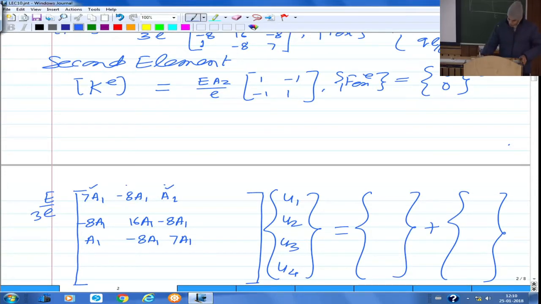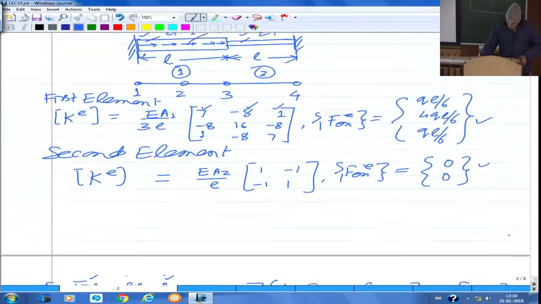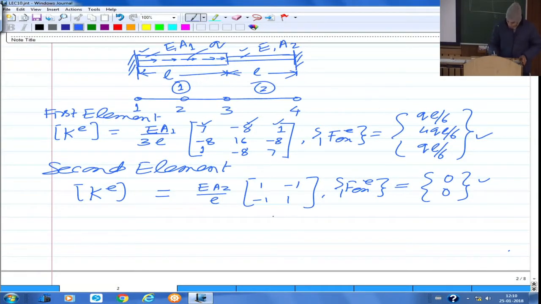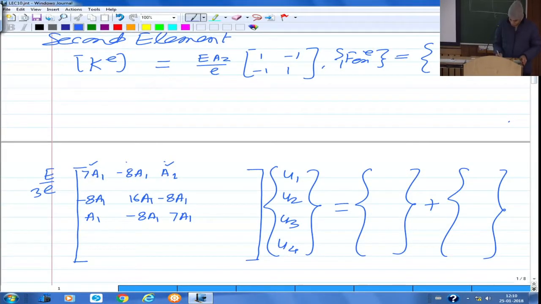Now let's go to the second element. So the second element is now the stiffness matrix is this, and its starting node is global node number 3, and its end node is global node number 4. So its first row will go to third row and corresponding columns, and similarly the second row will go to the fourth row of the global matrix. So that means this element will go to third row, third column, because the starting node of the second element is global node number 3. So the contributions would go to third row here and third column.